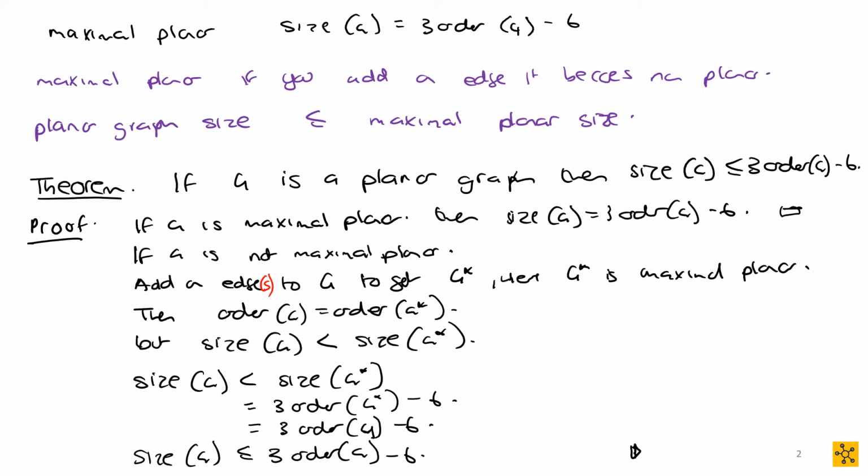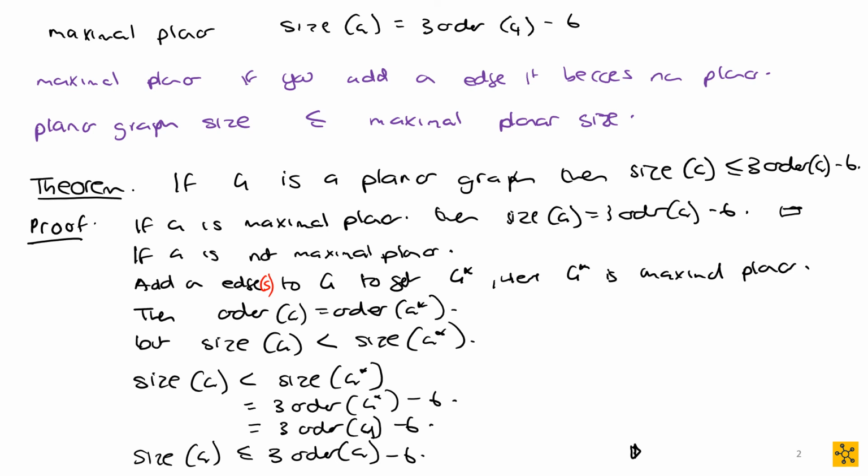So then we look at the theorem. We say, okay, if G is a planar graph, then the size of G is less than or equal to 3 times the order of G minus 6. And we go about proving it with two different cases. We say either G is maximal planar, then we know from that theorem that the size of G is equal to 3 times the order of G minus 6. And then we look at the case where G is not maximal planar.